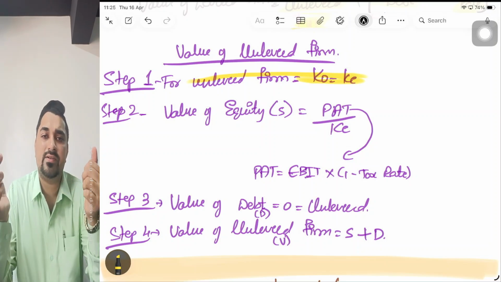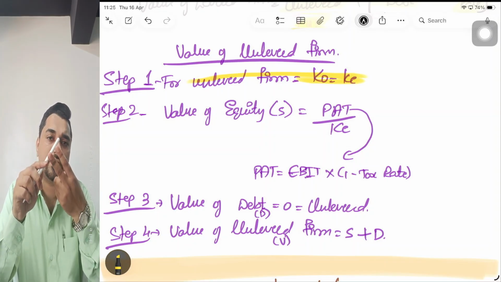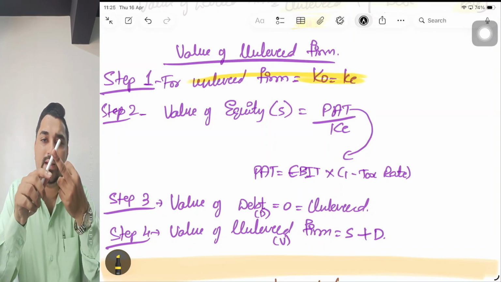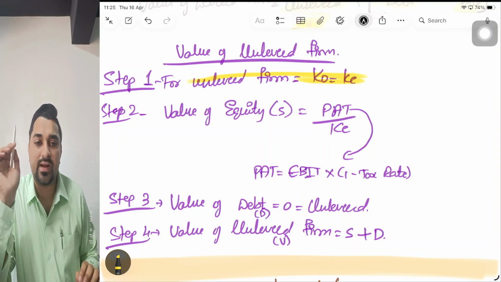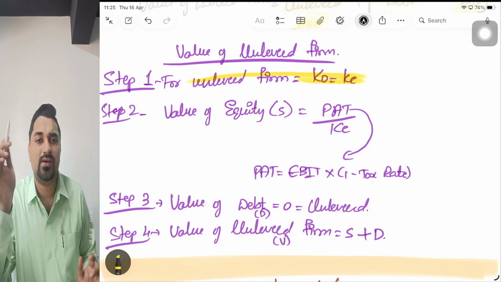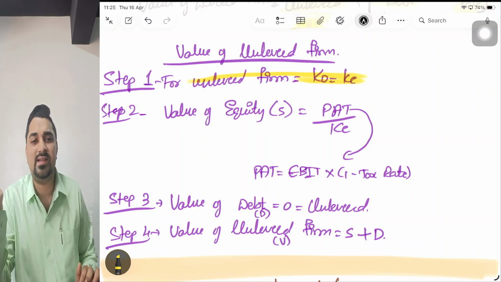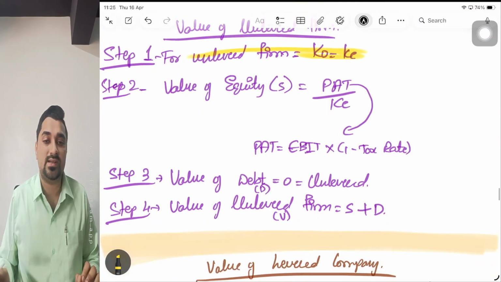Why? For unlevered firm, there is no debt. If there is no debt, means there is only equity, because there are only two sources of finance. If there is only equity, there is only KE, no KD. So if there is no KD, KE is always equal to KO. Because there is no debt, only one source of finance, one cost. That cost itself is KE, that cost itself is called KO. So for unlevered firm, KO equal to always KE.